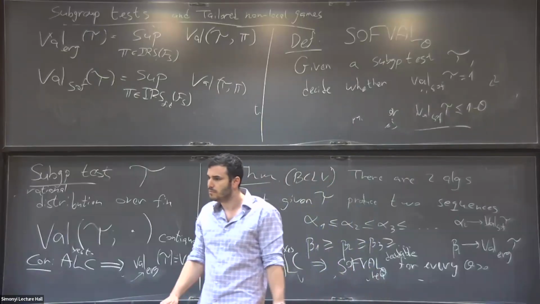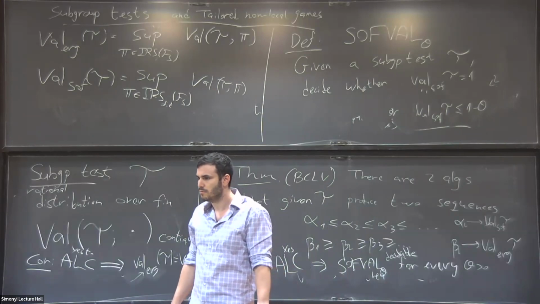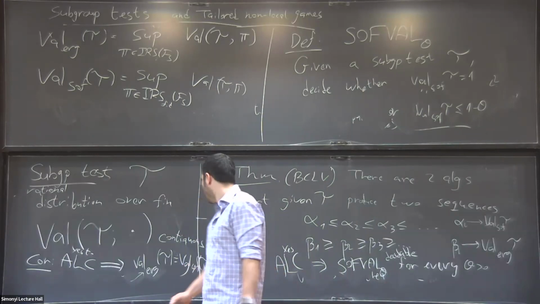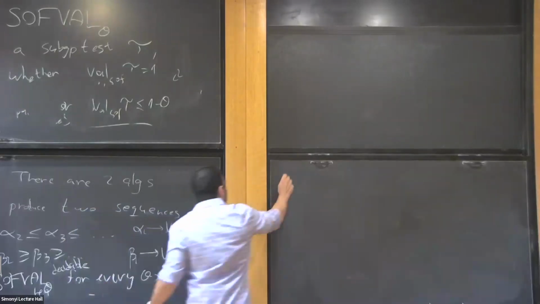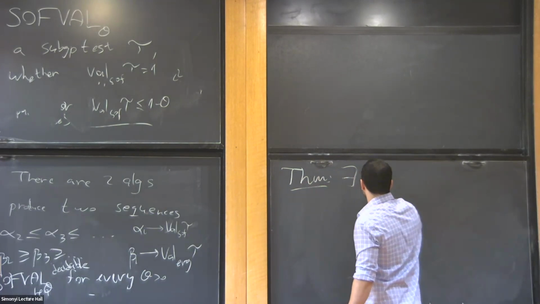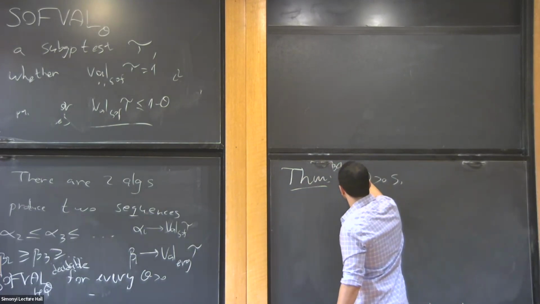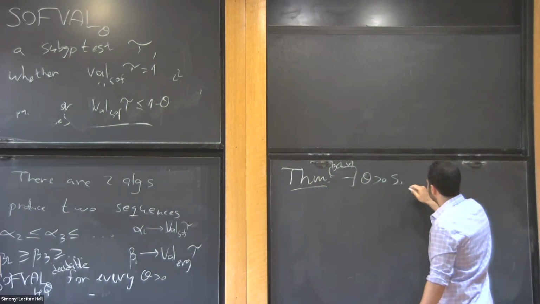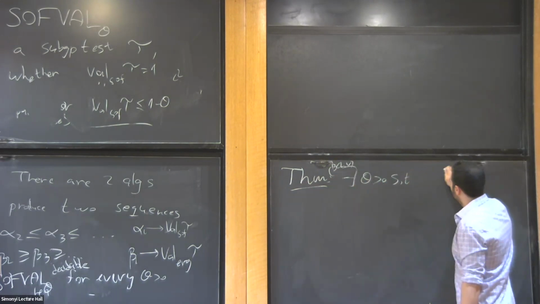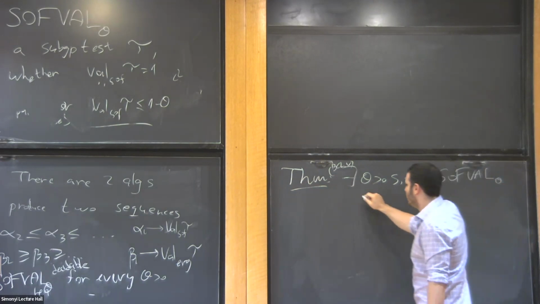Clarifying what you're trying to do, and they tried and succeeded, is reducing the halting problem to this. Yeah, okay, so theorem: there exists a theta larger than 0. That's again us. There exists a theta such that the soft value theta is undecidable.